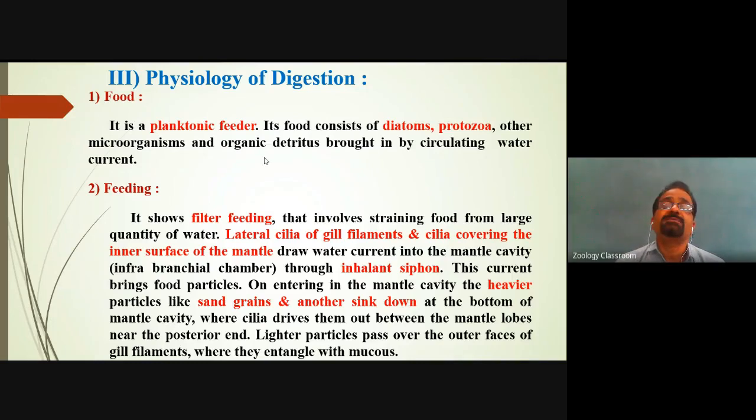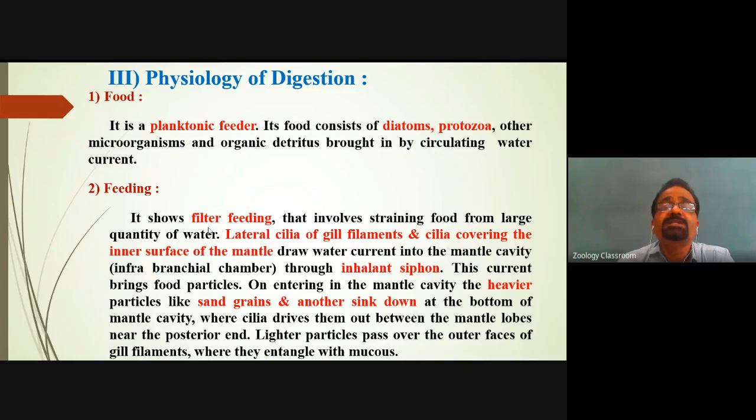The organic detritus settles at the bottom of the pond or lake, and when that organic matter disintegrates, it is converted into fine particles. Those fine particles enter the body along with the incurrent circulating water. So this is the food, and as it feeds on planktons, microscopic organisms, it is called a planktonic feeder.